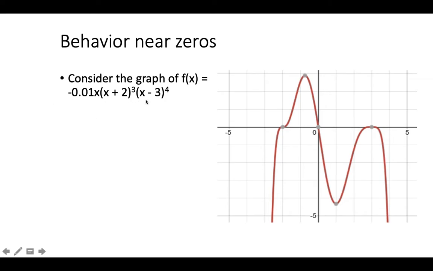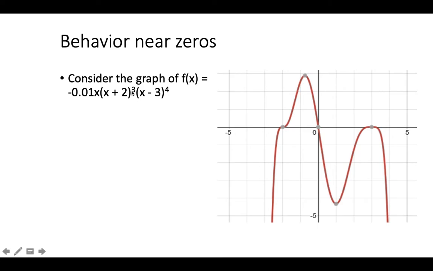Consider the graph of f(x) equals blah blah blah. So it looks like tons of things here. See, this is actually x times (x minus 0.1 x), then (x plus 2) cube, then (x minus 3) to the power 4. So what's going on here? If you look, we have x, then x to the power 3, x to the power 4. So how many x here actually?